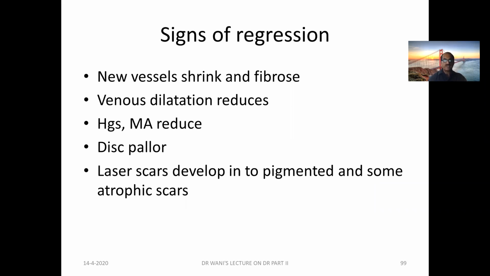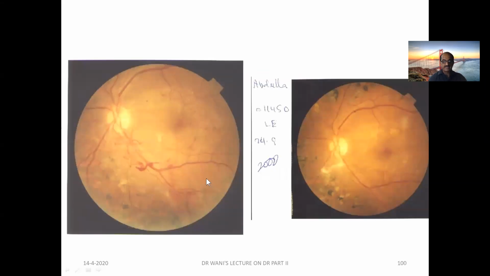Now, what are the signs of regression? The new vessels shrink and they fibrose. The venous dilatation reduces. Hemorrhages, microaneurysms reduce. They may develop disc pallor, and laser scars develop into pigmented and some atrophic scars.